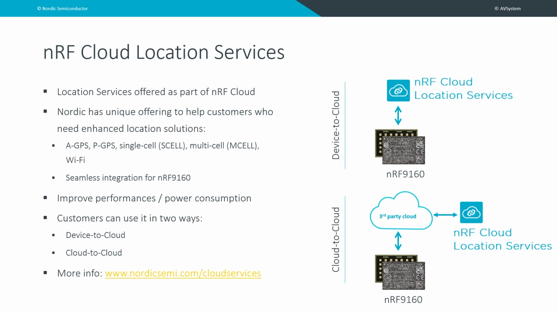And the great thing is you can use it in one of two ways, either device to cloud, so the nRF9160 communicates directly to nRF Cloud, or you can use cloud to cloud, where the nRF9160 communicates to a third-party cloud, let's say AVSystem Coiote, for example, and then the third-party cloud connects to nRF Cloud Location Services, often via a REST API. More information on our webpage.